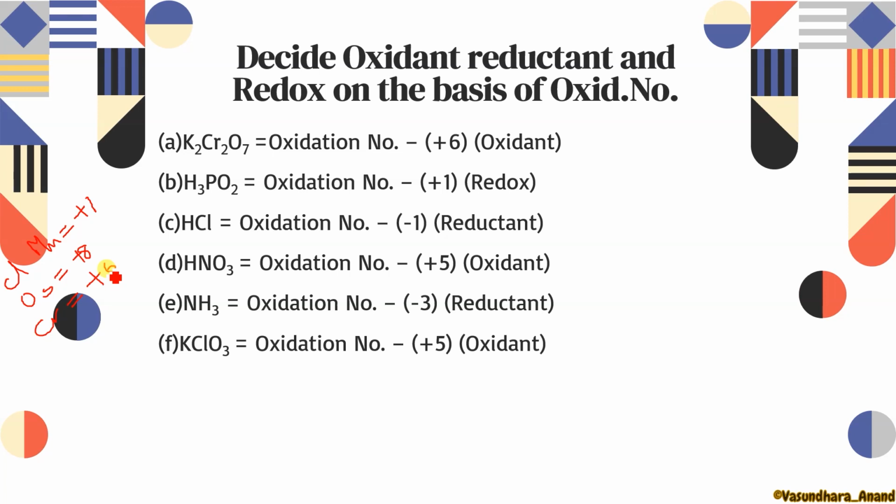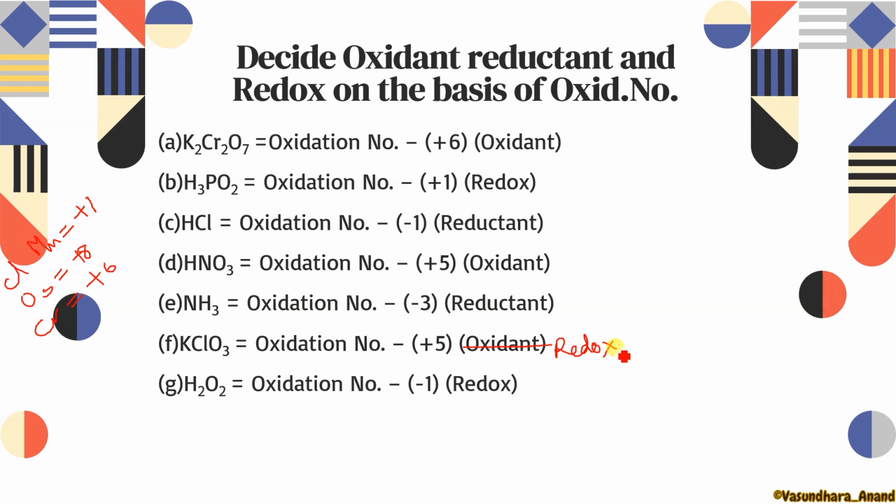KClO3: if you calculate, it is +5, but it will be redox here because chlorine can show -1 to +7. So KClO3 will act as a redox, that means both oxidation and reduction are possible for this compound. Next, H2O2: H2O2 is a peroxide, so oxygen has -1. That means it is in between the least, -2, and the maximum, +2 or 0. So it will act as a redox.